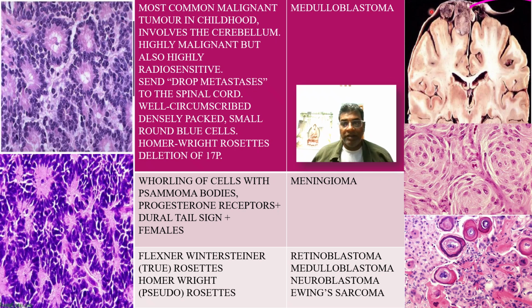This is the brain radiology showing the mass here, and this is characteristically meningioma, dural tail positive, and you can see the whirling of cells, and you can appreciate the psammoma bodies.